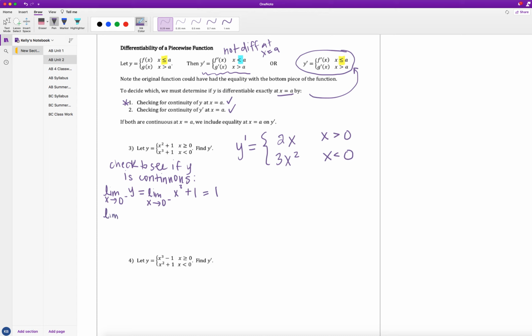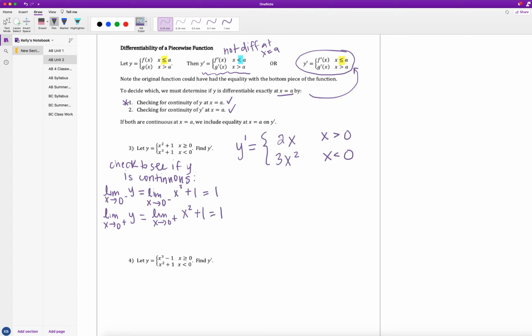Let's do the same thing for the limit to the right. Now if we're to the right of 0 for this function y, we're using the top function, since that's where x is greater than 0. So we're going to take the limit as x approaches 0 from the right of x squared plus 1. That can also be a direct substitution in, and we get 1 as well.